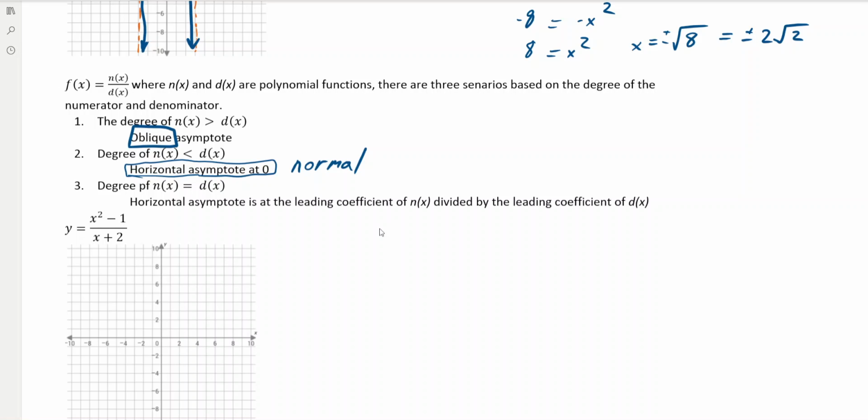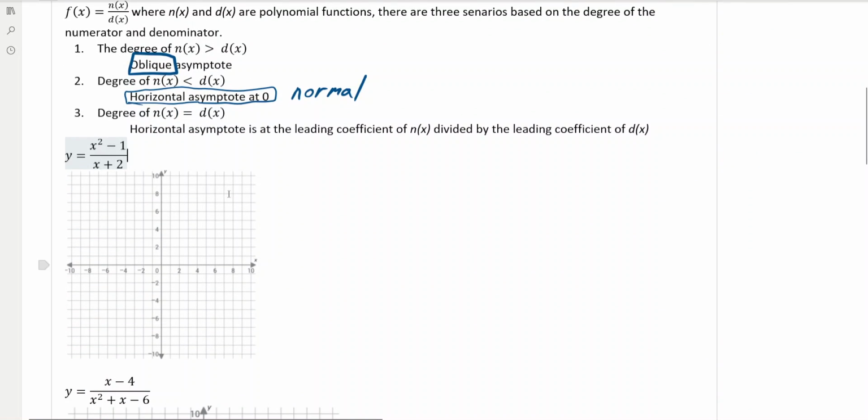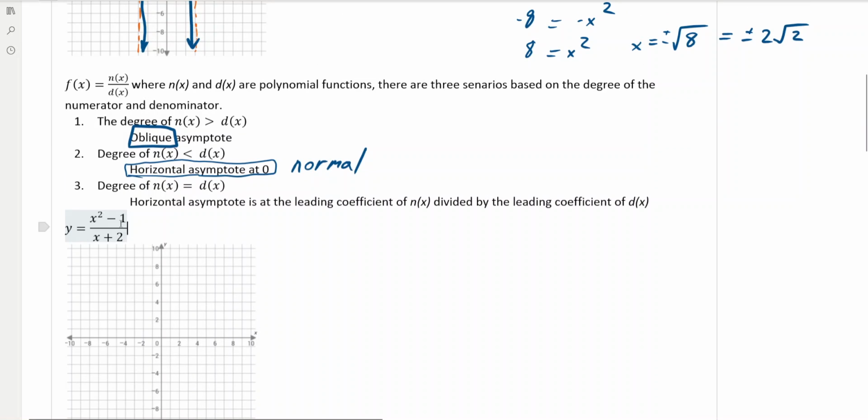And then if the degrees of the numerator and the denominator are equal, you can find the horizontal asymptote at the leading coefficient of the top divided by the leading coefficient of the bottom. Kind of a weird situation, but let's do some example questions here. First of all, we have this question, which we can again factor the top.